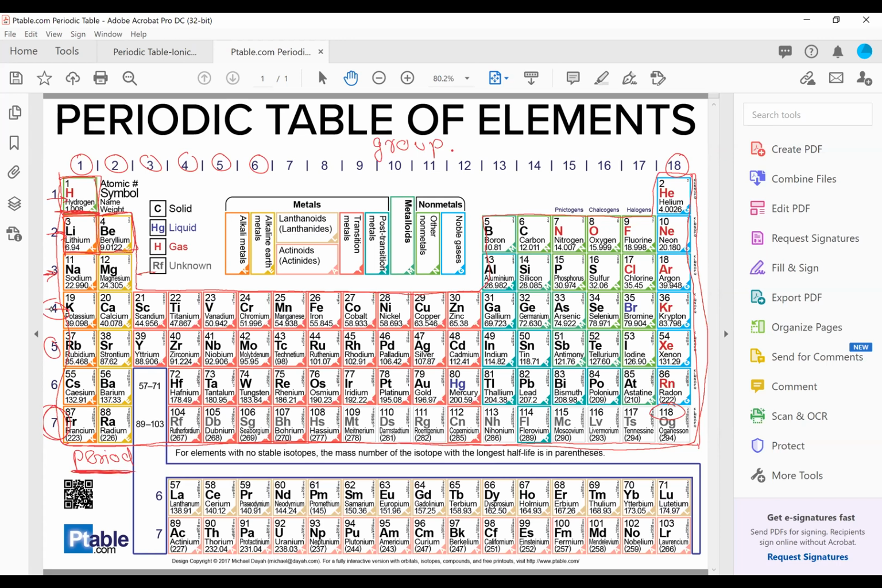That is called a period. So if you see the word period, it means it is referring to the horizontal rows across the periodic table. So please remember, there is a group, which is a column. There is a period, which is rows. Make sense? Yes. Right? Okay.